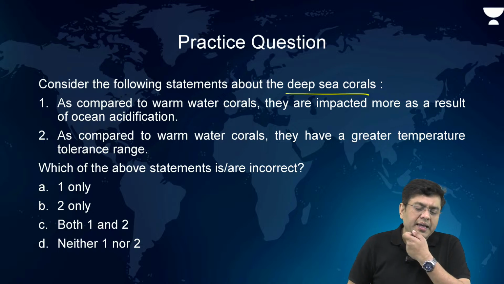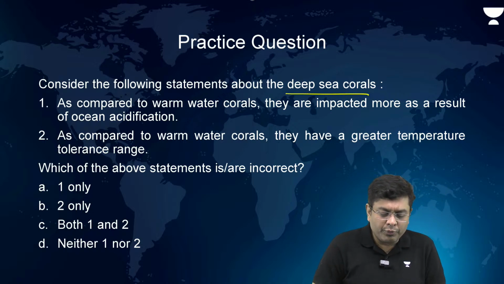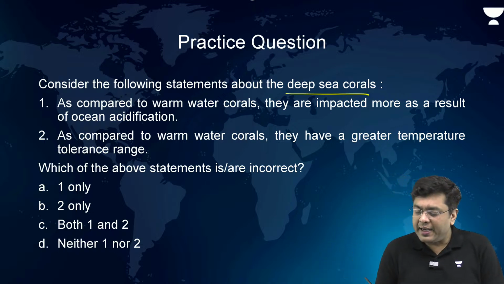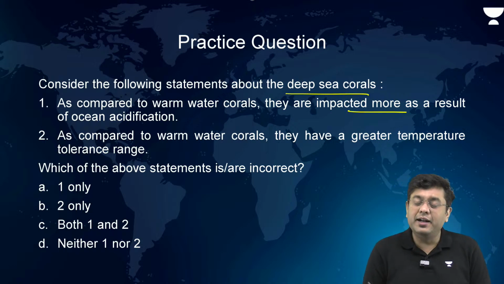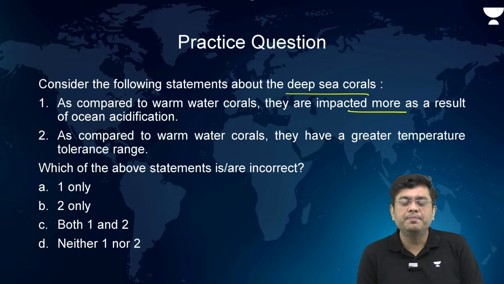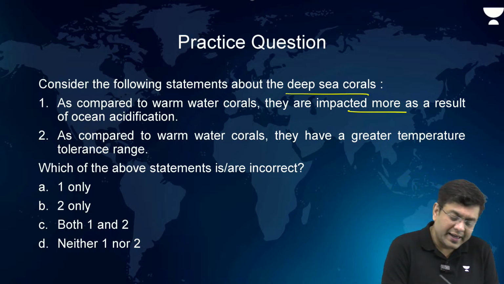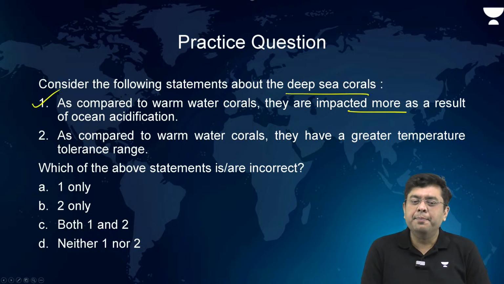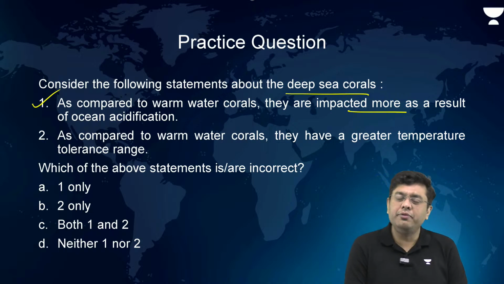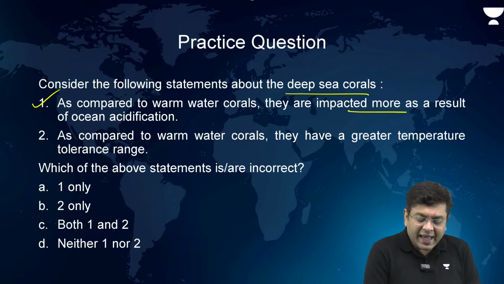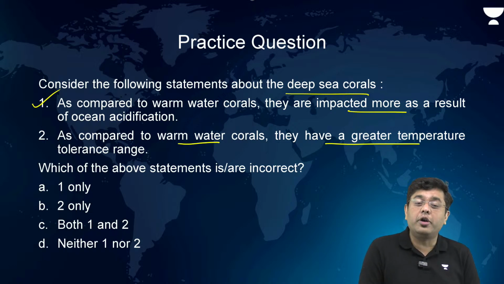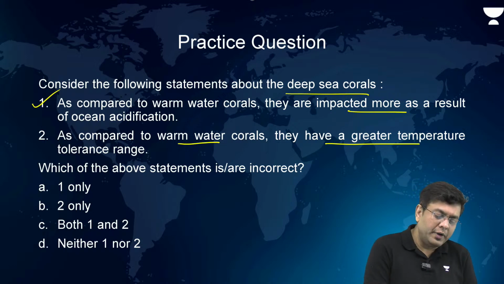So here, as compared to warm water corals, they are impacted more as a result of ocean acidification. Is that true or not? That is true. The impact of ocean acidification will be high. As compared to warm water corals, they have a greater temperature tolerance range. Now, will that be correct? No, this will be incorrect.